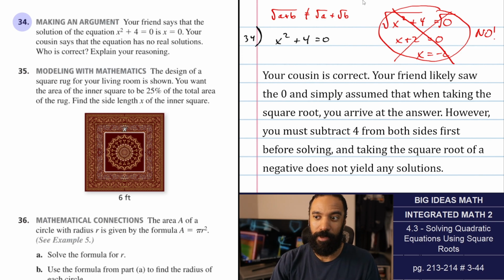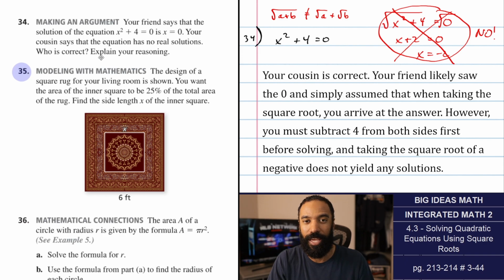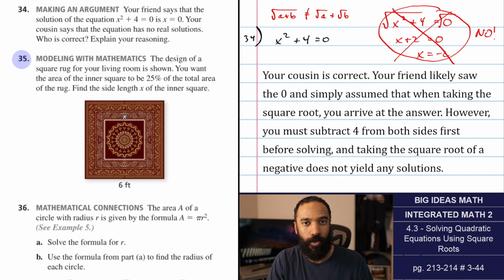Okay? I gotta make that big stink. I'm letting all you guys know about that right now. Don't start doing that. Isolate your quadratic term or quantity before you take any square roots.